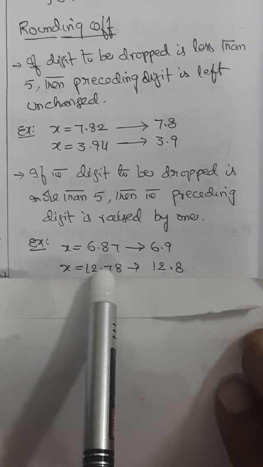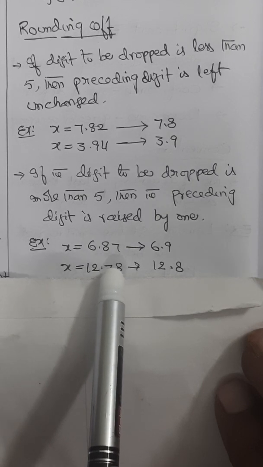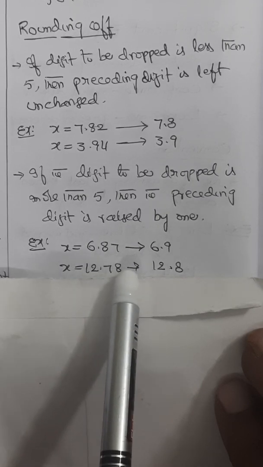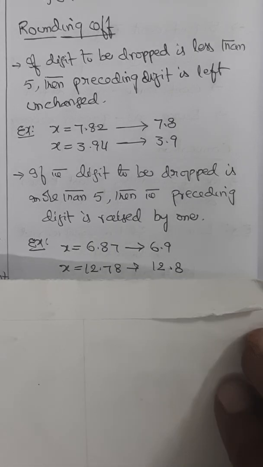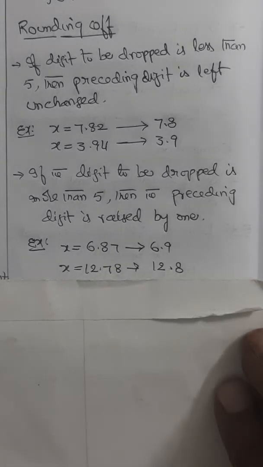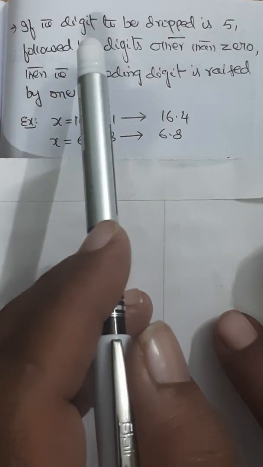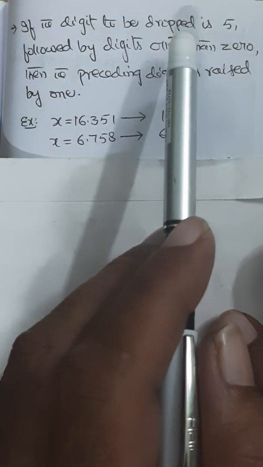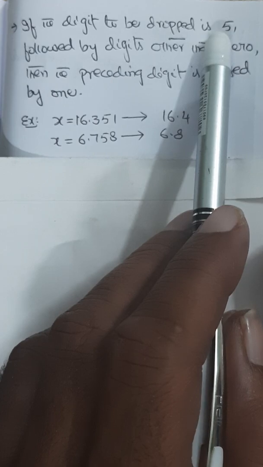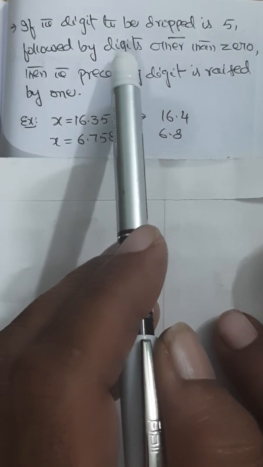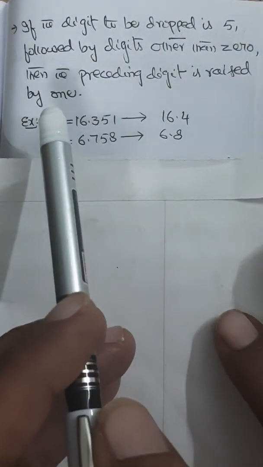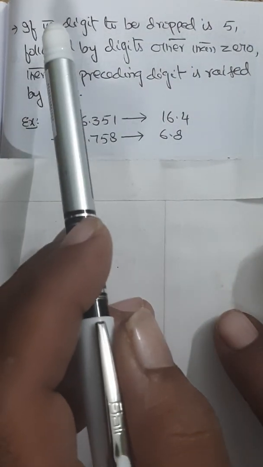Therefore, the preceding digit here, 7, is to be raised by 1. Therefore, 12.78 is rounded off to 12.8. This is rule number 2. Rule number 3 is, if the digit to be dropped is 5 followed by digits other than 0, then the preceding digit is raised by 1.